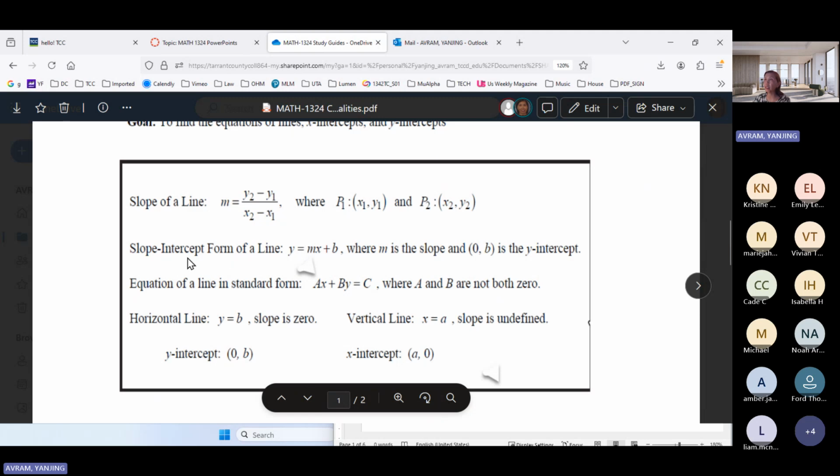All right, so you have two formats for the linear equation. One is called the slope-intercept format, right?